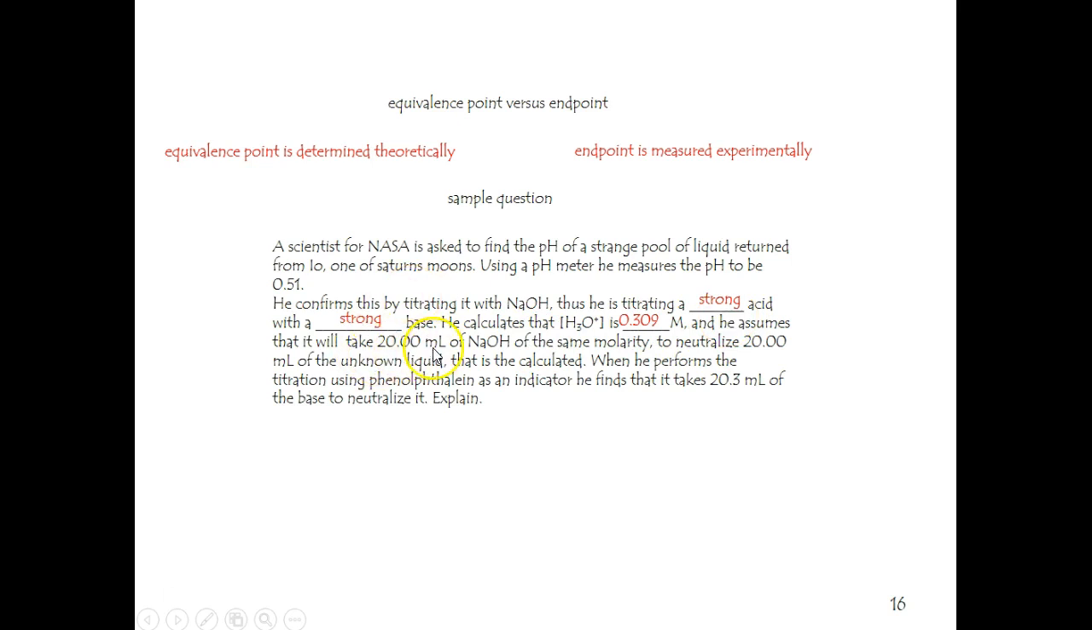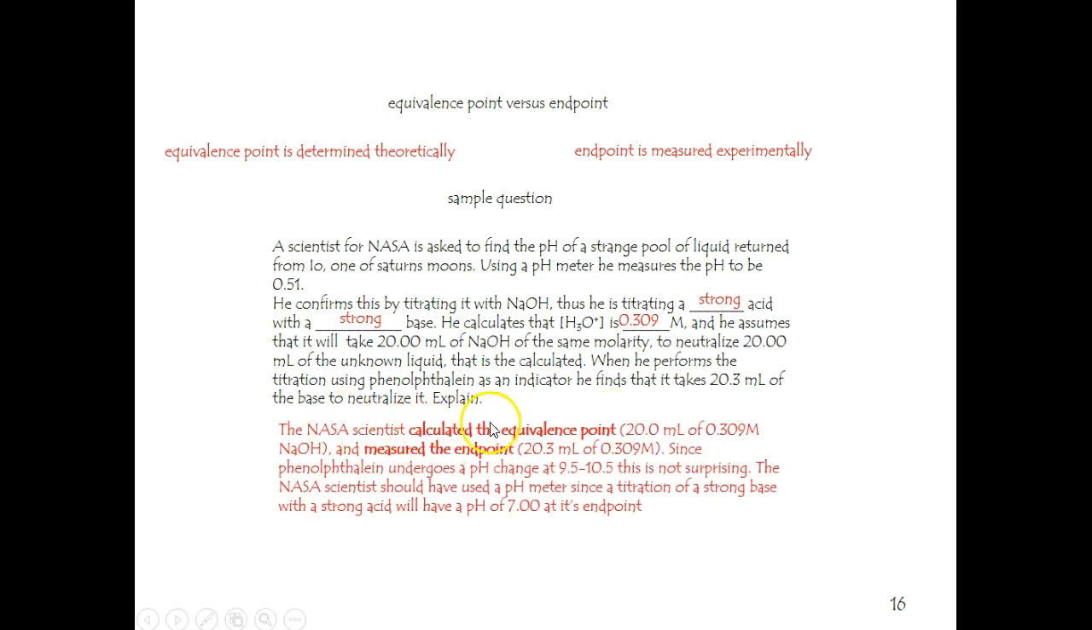And then he assumes it'll take, therefore, 20 mLs of sodium hydroxide of the same molarity to neutralize 20 mLs of the unknown liquid. However, when he performs the reaction, it took 20.3 mLs of the base to neutralize it. Explain. Well, it's simply that there's some experimental error inherent in a titration that uses an indicator. And here's how they explain it.